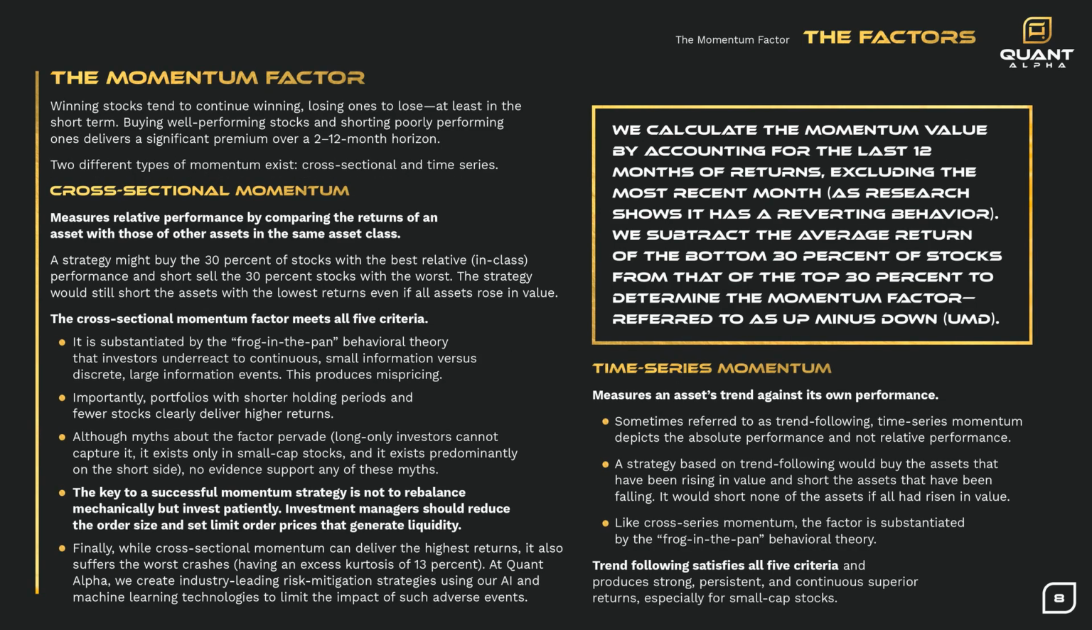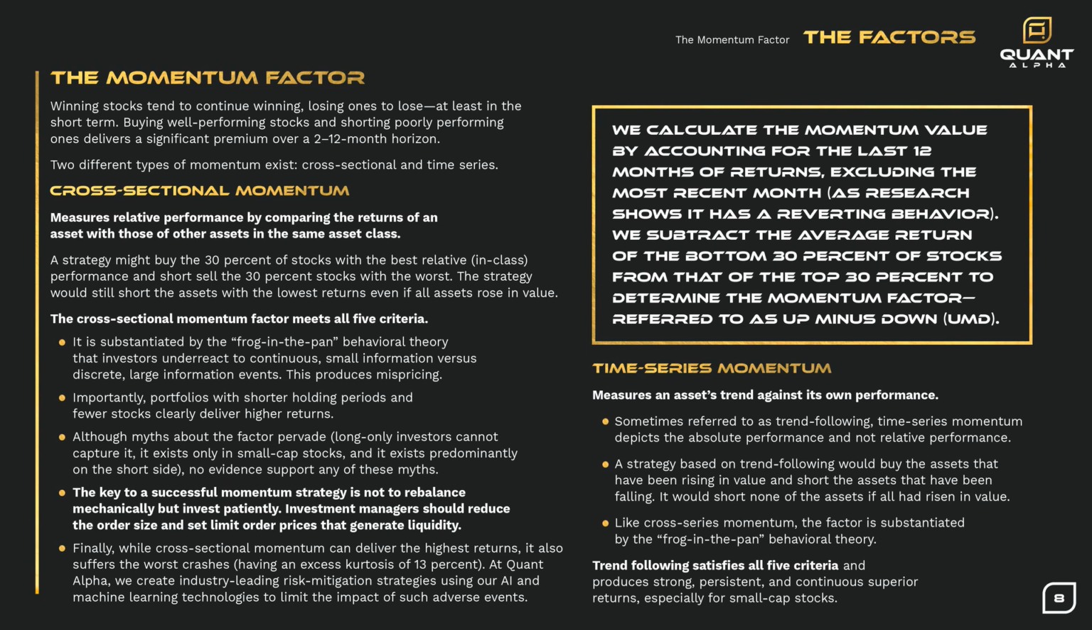The momentum factor. Winning stocks tend to continue winning, losing ones to lose, at least in the short term. Buying well-performing stocks and shorting poorly performing ones delivers a significant premium over a 2 to 12-month horizon. We calculate the momentum value by accounting for the last 12 months of returns, excluding the most recent month, as research shows it has a reverting behavior. We subtract the average return of the bottom 30% of stocks from that of the top 30% to determine the momentum factor, referred to as up minus down, UMD.